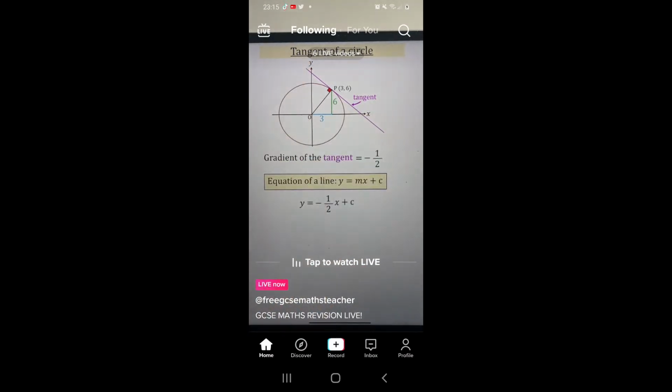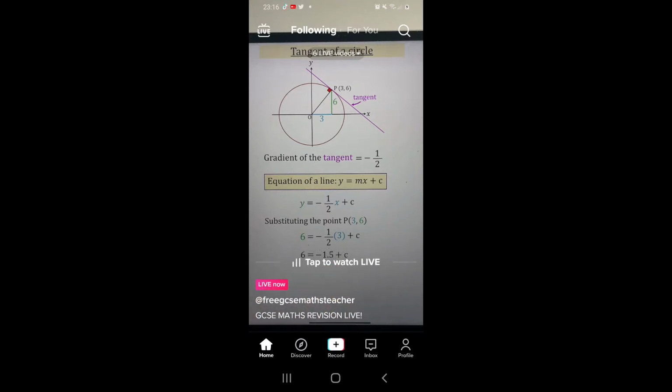I can't read it from the graph because it's not to scale. All I need to do is substitute in one point, which is the point 3, 6. I know when x is 3, y is equal to 6. Therefore, on the right, I'm going to have 6 is equal to -1/2 times 3, because x is 3, plus c. -1/2 times 3 is -1.5.